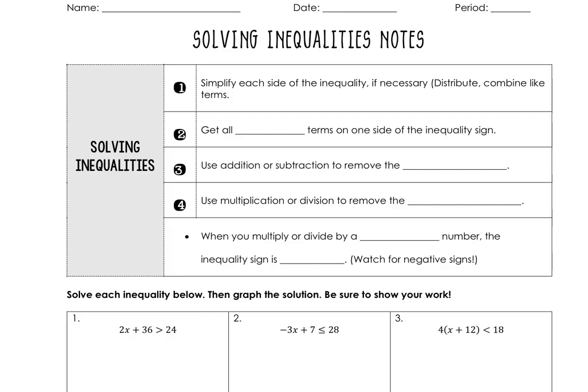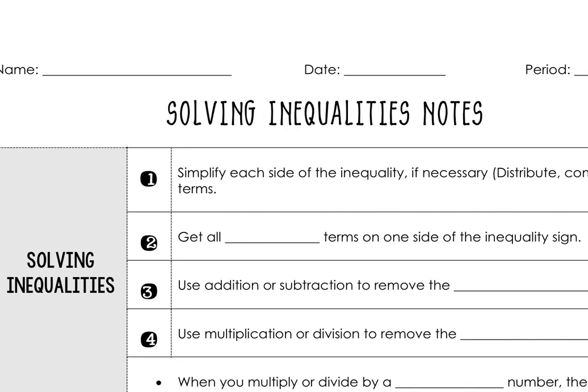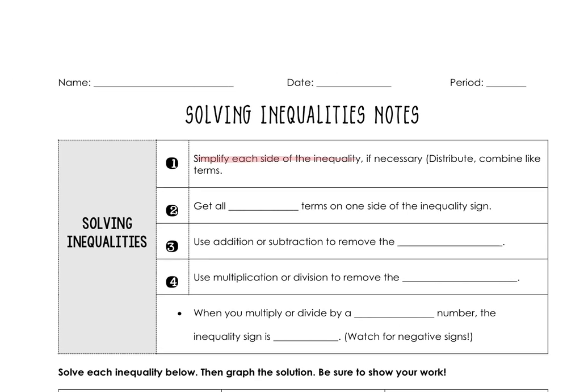In case we have forgotten, I have put the steps to solving an inequality, which, like I said, is very similar to solving an equation, up top. The first thing you are going to do is make sure that each side of the inequality is simplified. So that means if there's parentheses, we're going to distribute. If there's like terms on the same side, we're going to combine those. Simplify the left and the right side of that inequality symbol first.